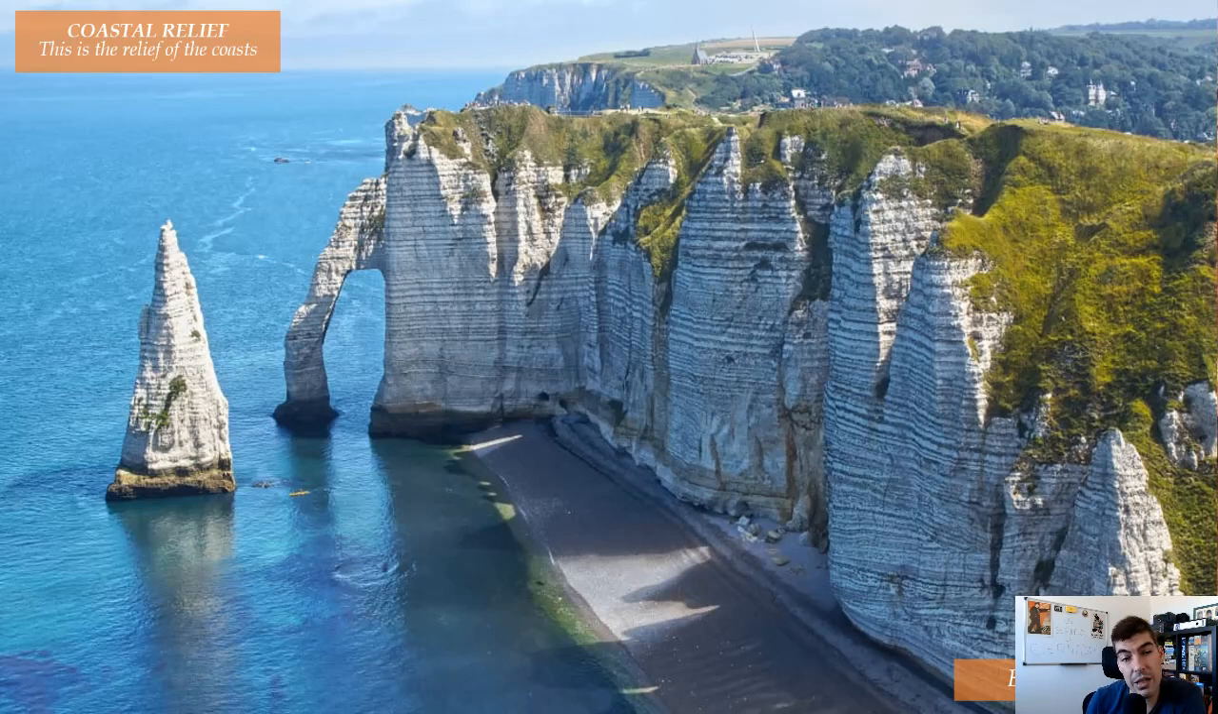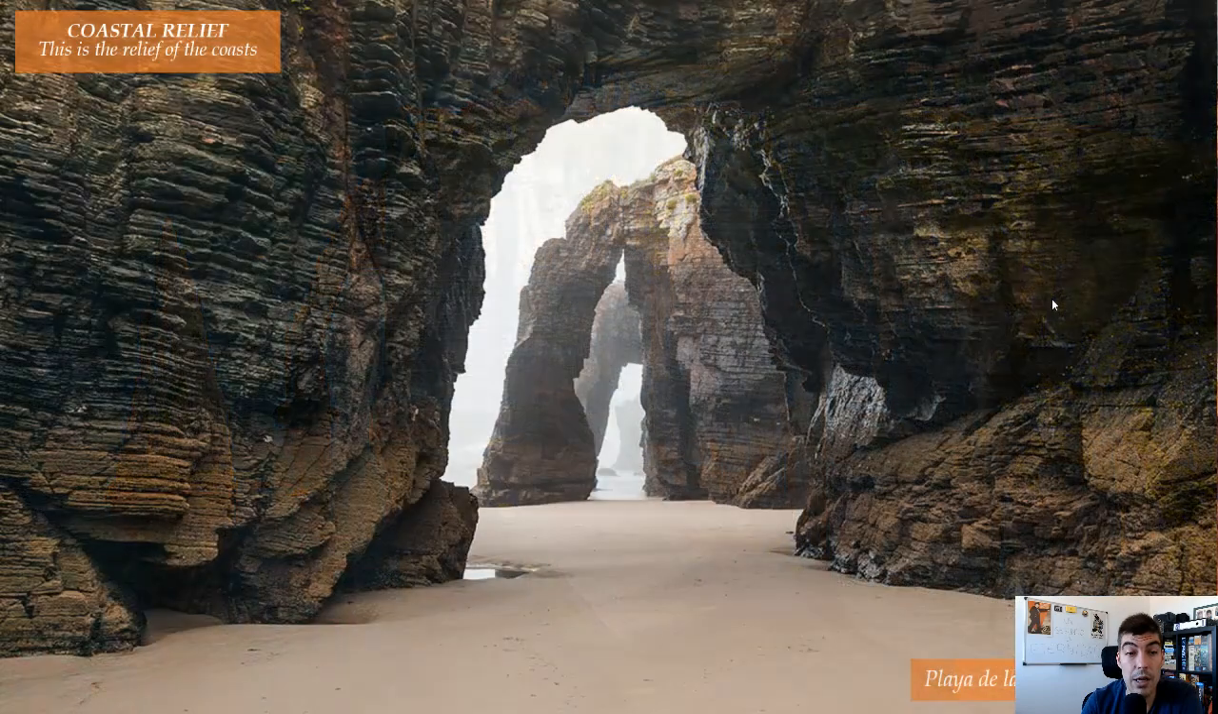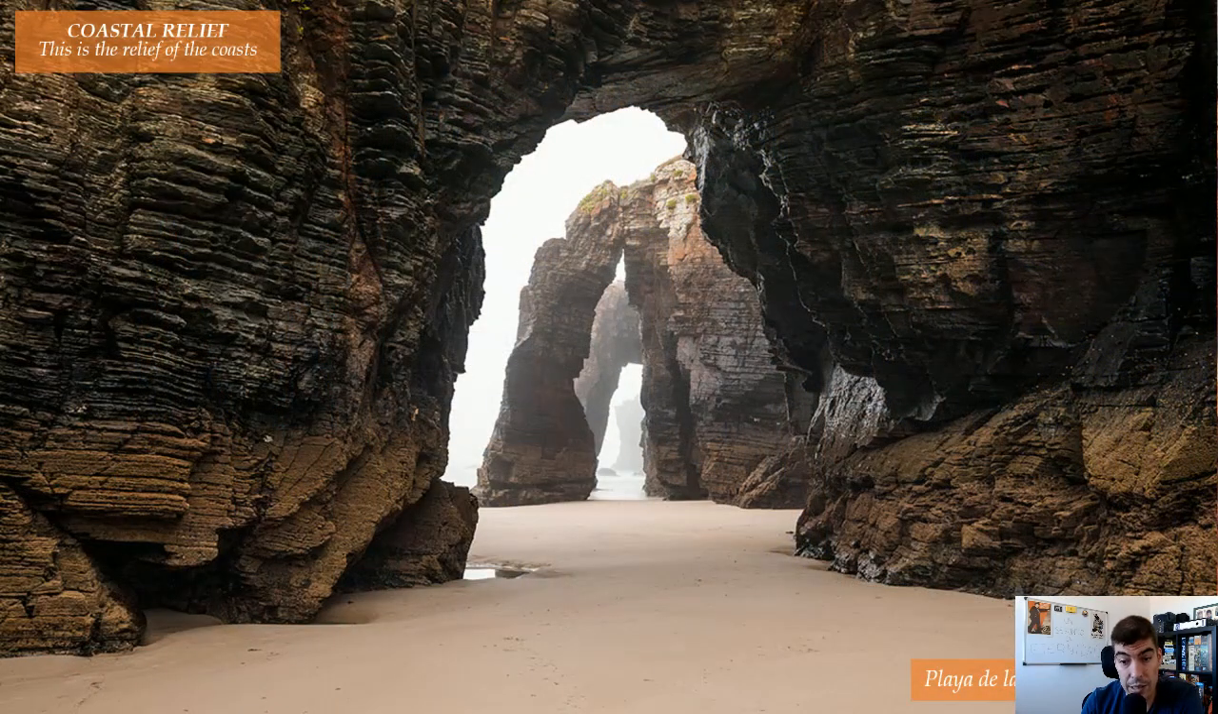We have first the coastal relief, which is the relief of the coast. Here you have a cliff in France, for example. The water hitting the rock has made these vertical walls, okay, which are called cliffs, acantilados. This is La Playa de las Catedrales in Lugo, a very famous place, and the same happens here. The water shapes the rock with these beautiful shapes.